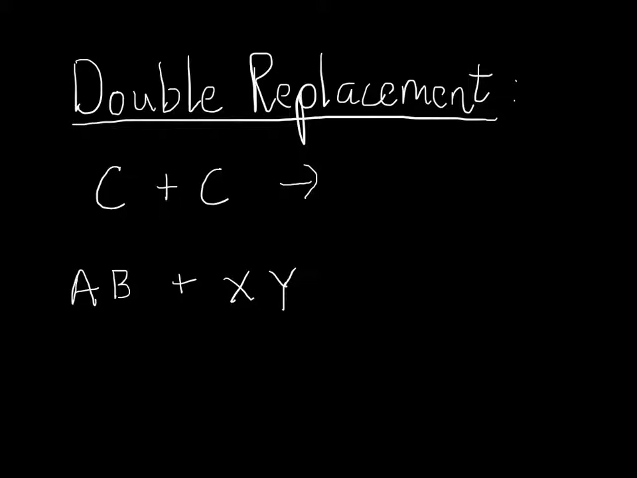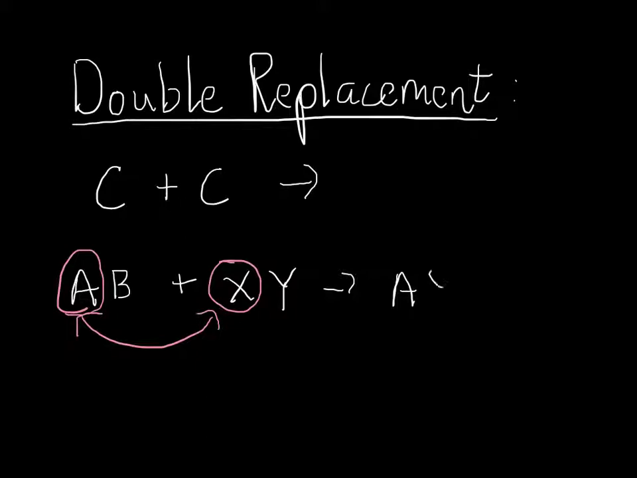Then probably the best way to think about this is your A and your X are switching spots. So two replacements are going on at once. And A and Y will now be together, and B and X will now be together. So when A and Y come together, A goes first because it's already first. It's my cation, so I'll have AY and I'll have XB.